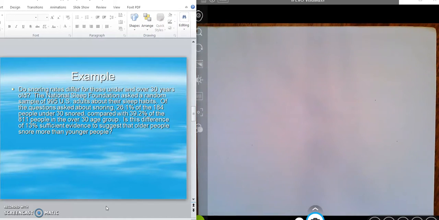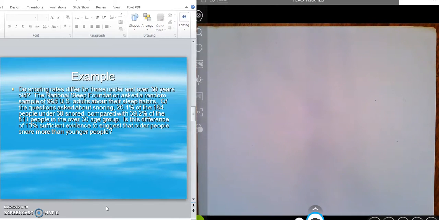It says, do snoring rates differ for those under and over 30 years old? The National Sleep Foundation asked a random sample of 995 U.S. adults about their sleep habits. Of the questions asked about snoring, 26.1% of the 184 people under 30 snored, compared with the 39.2% of the 811 people in the over 30 age group. Is the difference of 13% sufficient evidence to suggest that older people snore more than younger people?